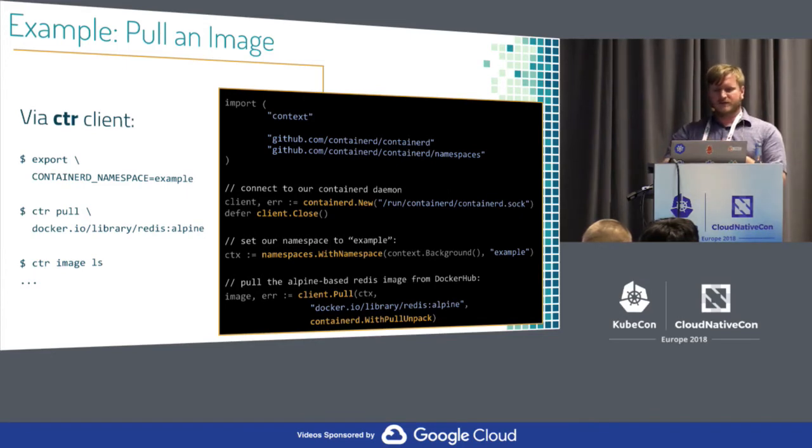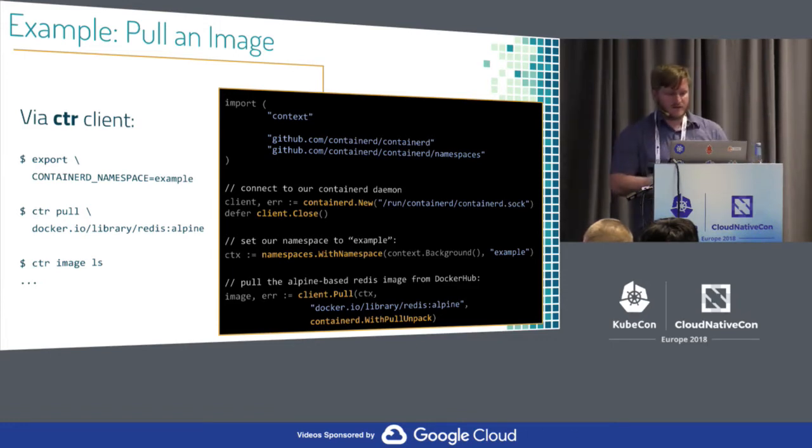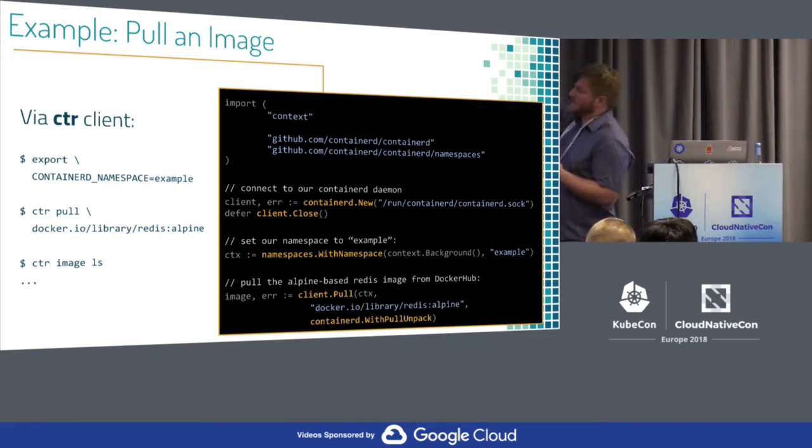What we did is say that everything people might want to change the behavior of will actually be done in the client code. So this first example is how you pull an image, and all you have to do is import the client, connect it to the socket, define your namespace, and then call pull. And this will actually just pull the image. You can see here on the left of this slide that we set the namespace, do a ctr pull, and then we can actually see what the images are.